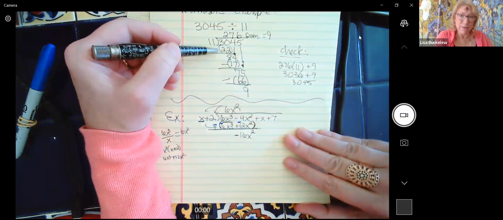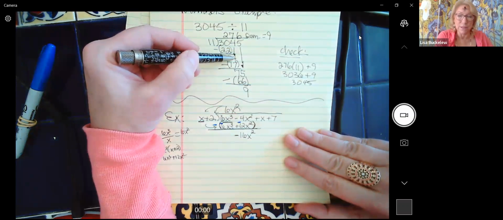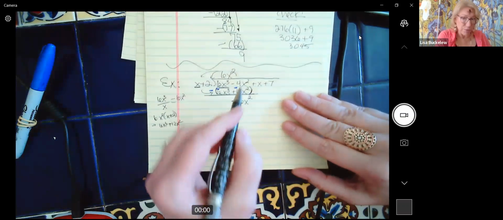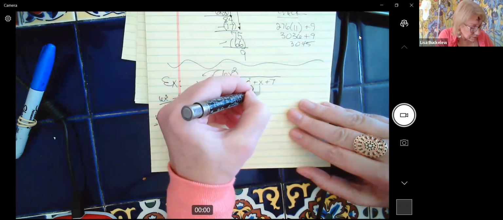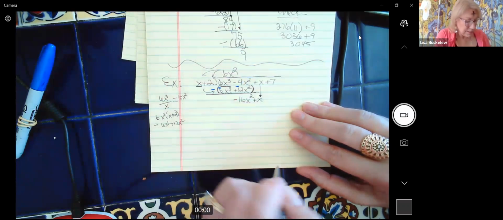Okay, so what did we do up here after we subtracted? We did 30 minus 22 is 8, and then we brought down the next digit. So what I'm going to do here is bring down the next term. The next term was a plus x, so that's what I'm going to write here.